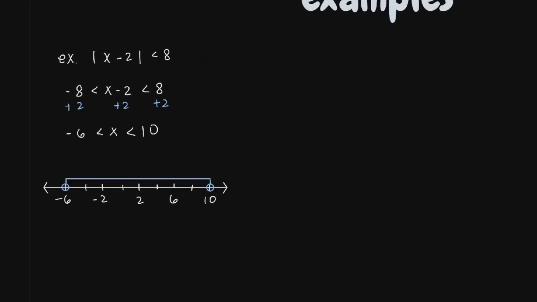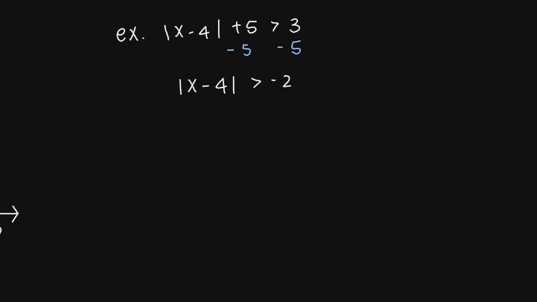So there's the first example. This is an easy and basic one. So next we have absolute value of x minus 4 plus 5 is greater than 3. So we want to first isolate the absolute value, so we want to subtract 5 on both sides first. And then we get absolute value of x minus 4 is greater than negative 2.